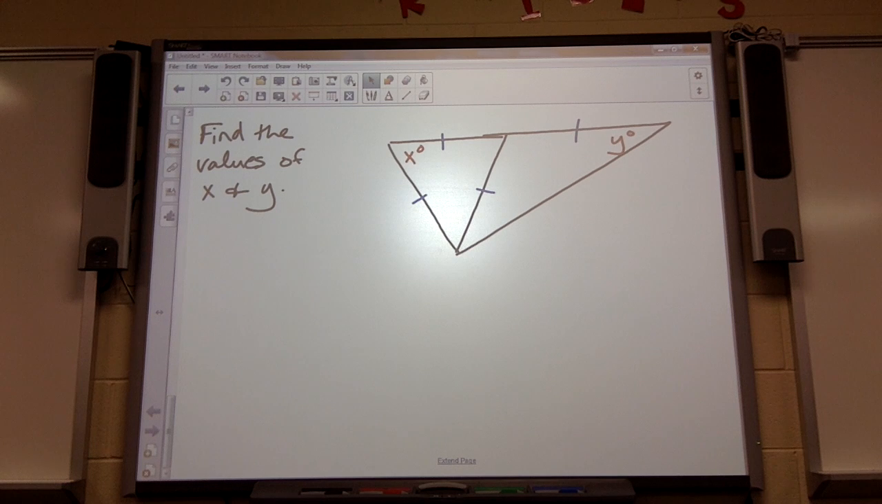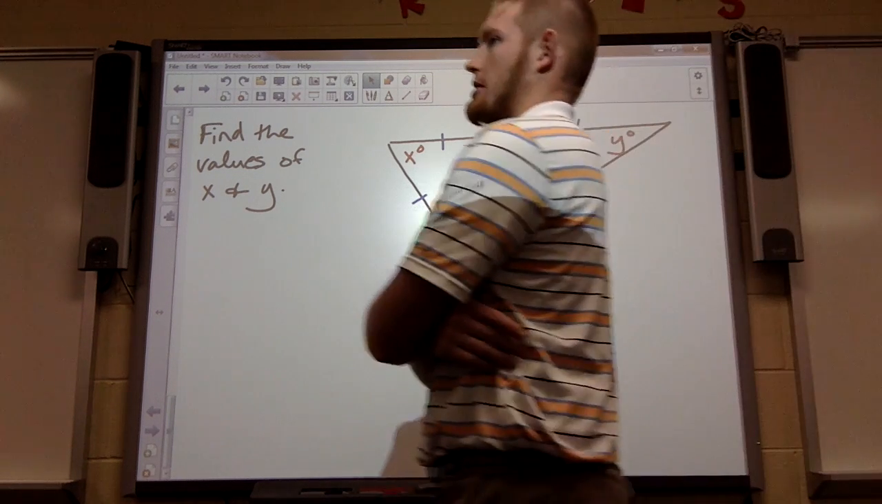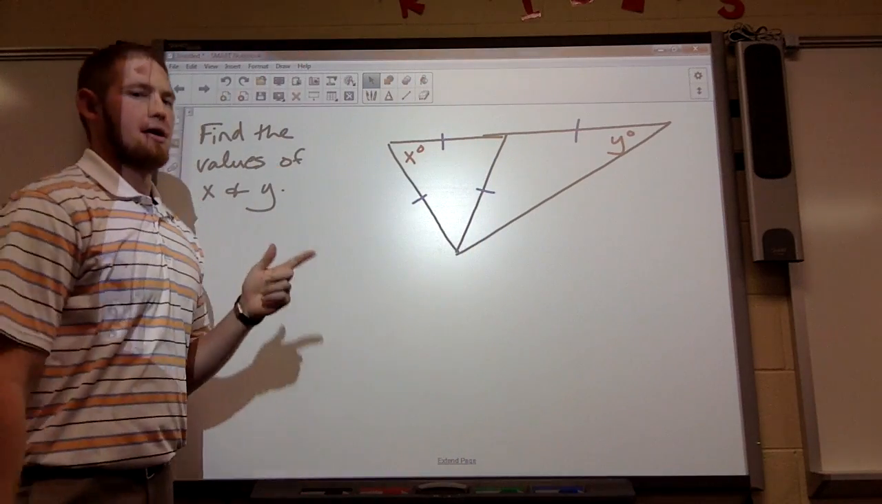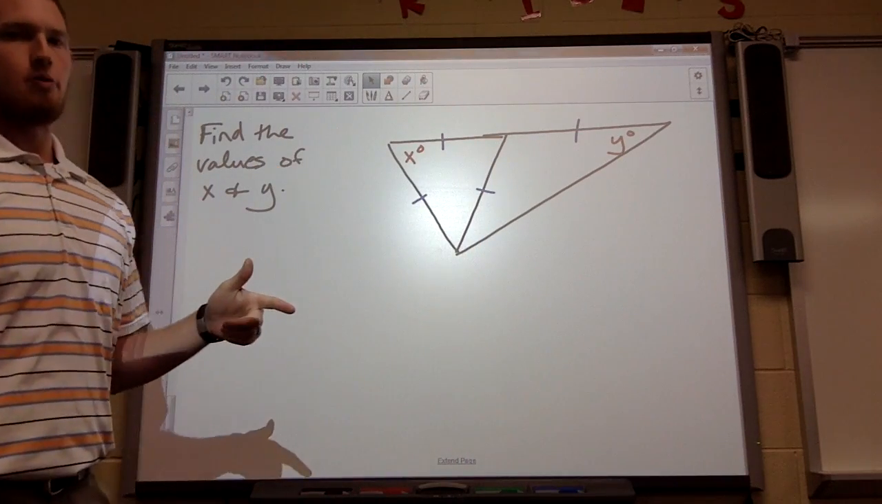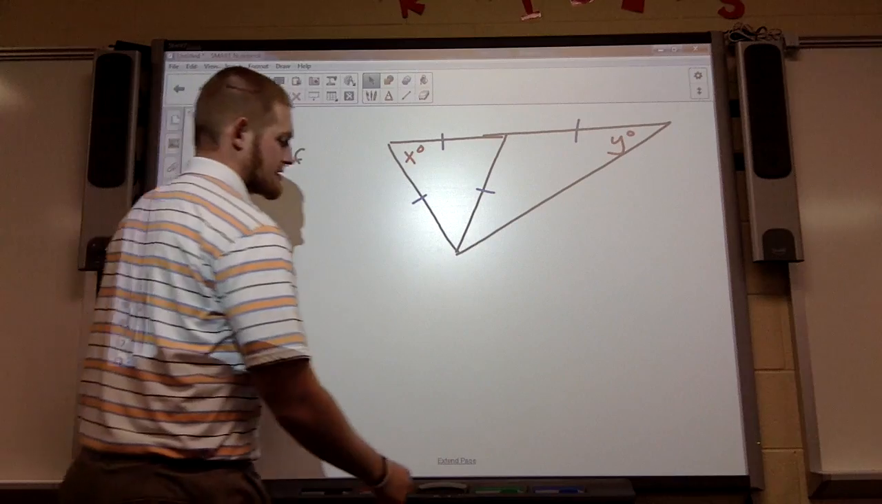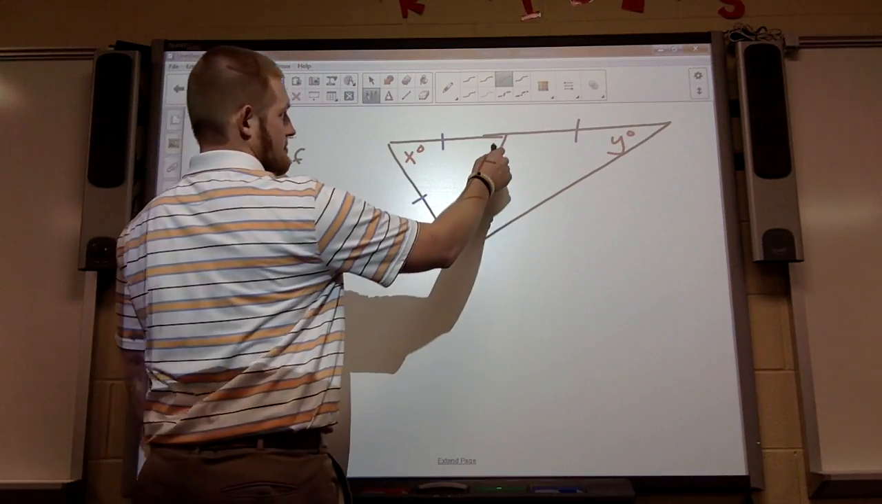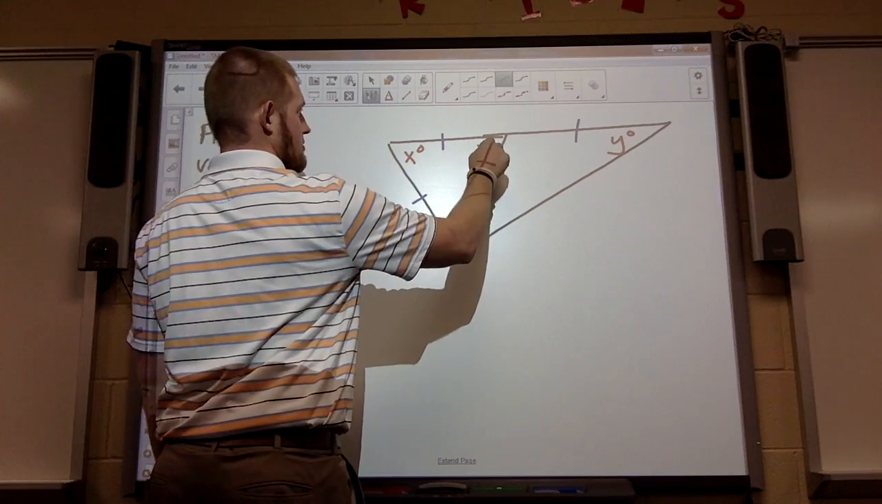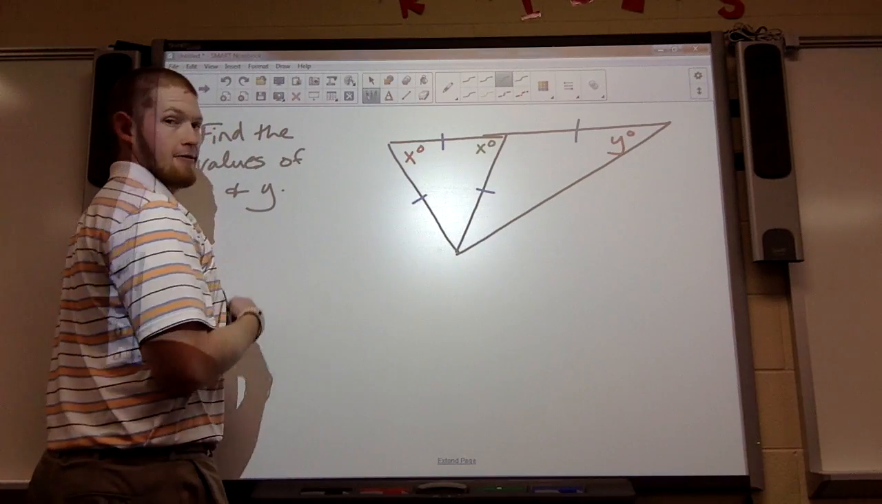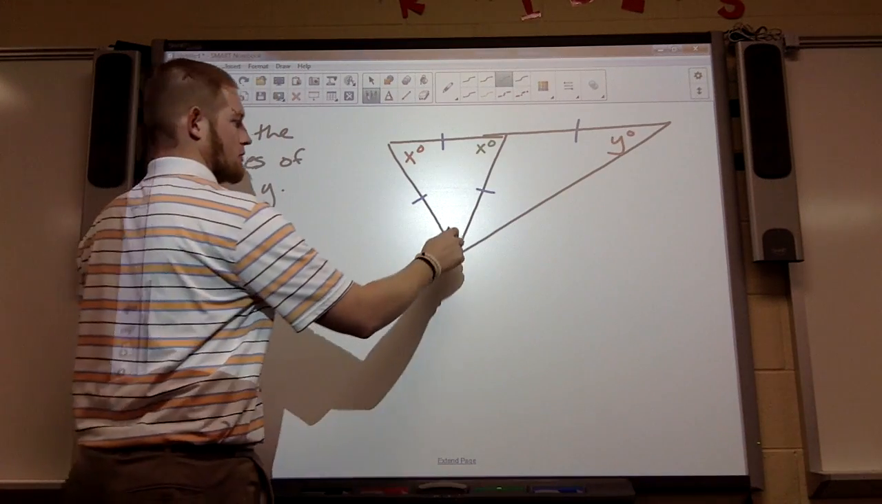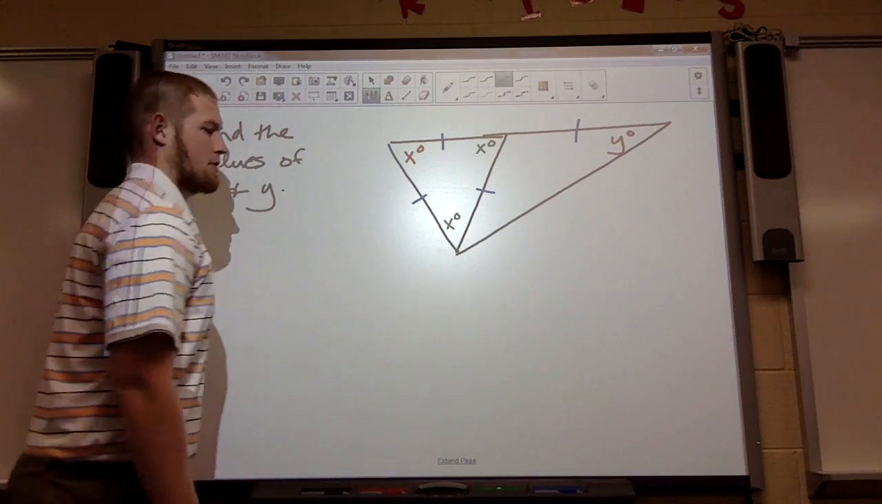Since I know it's equilateral, what else do I know? We should have come up with the fact that it must be equiangular. Remember those corollaries. If it's equilateral, then it's equiangular. Now, since it's equiangular, we should also know that the measure of this angle is also x degrees. If it's equiangular, they all have to be the same. So this must be x degrees also.